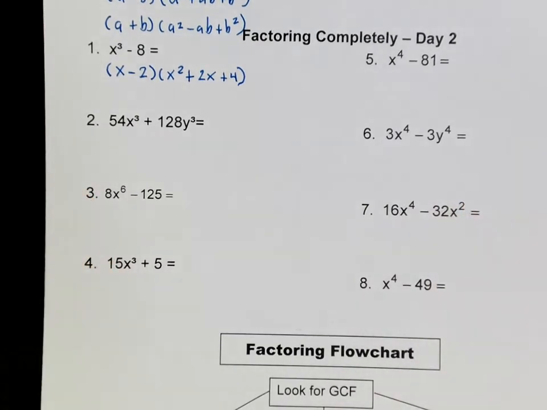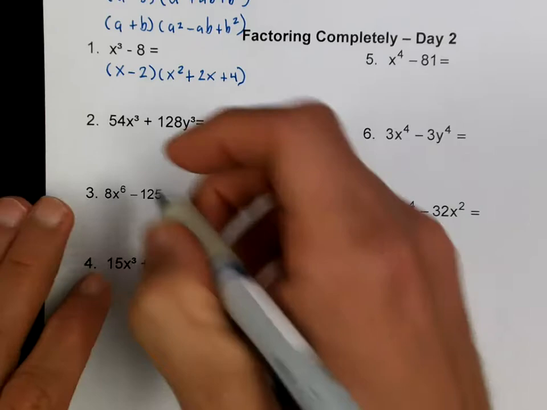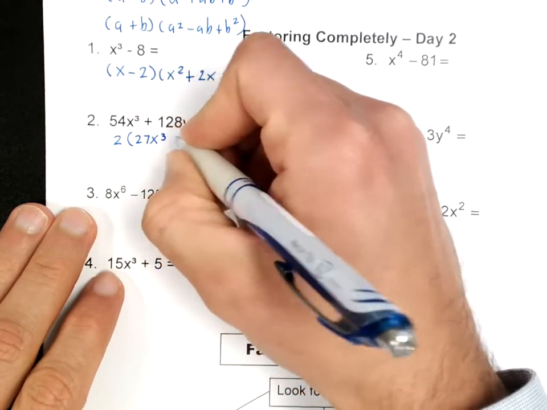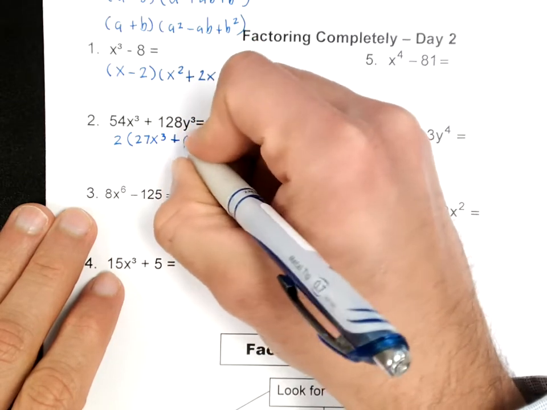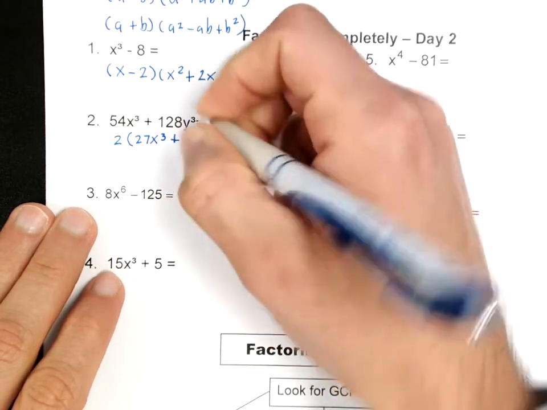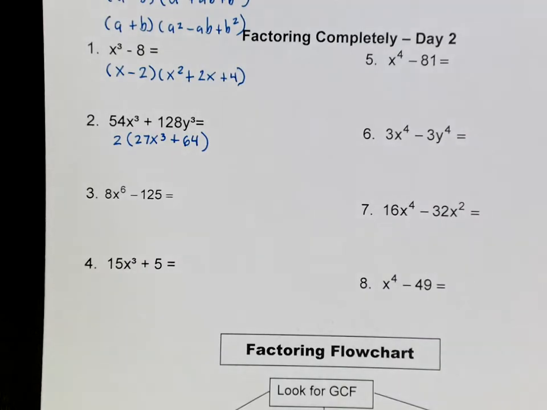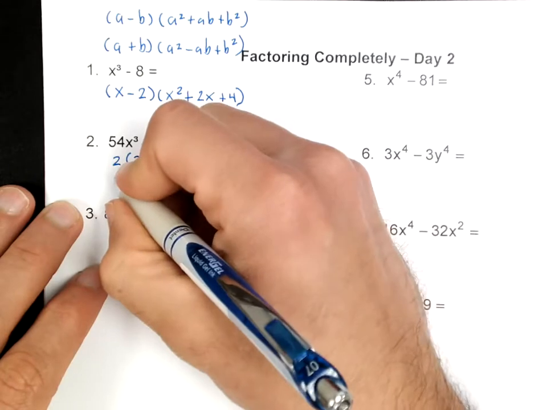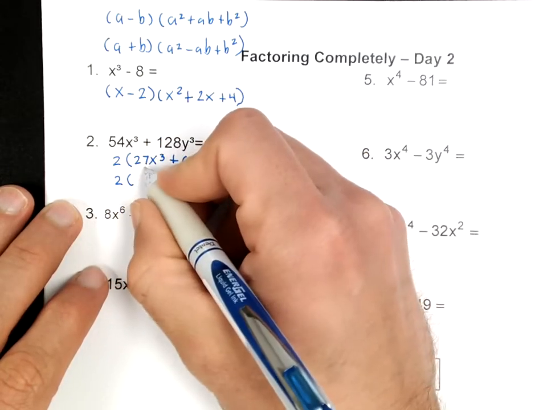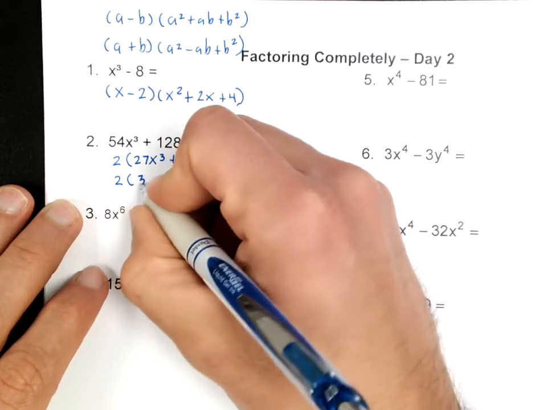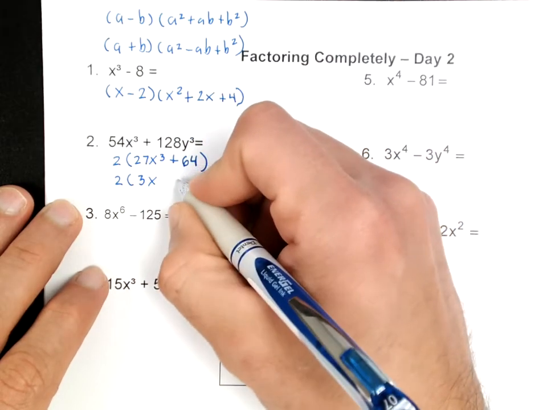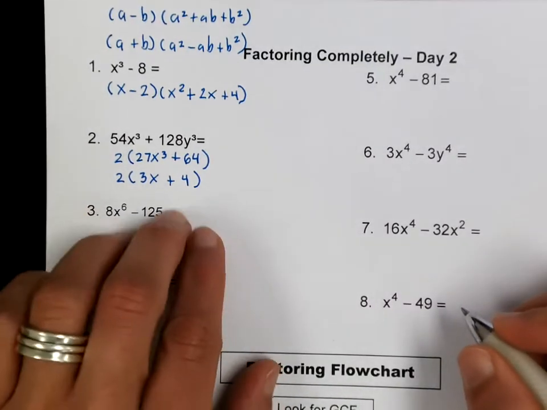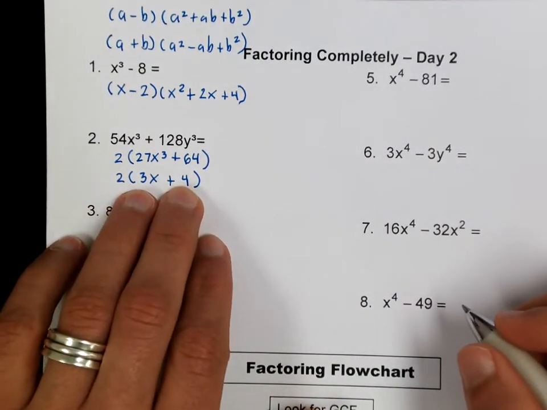Again, always look for your greatest common factor. In this case, we have at least a common factor of 2, and that honestly turns out to be the greatest common factor. And then now you have to think, okay, look at it. You have two terms, you have a plus, your only choice is the sum of cubes. And if you can think of the cube root of 27x cubed, which is 3x, and the cube root of 64, which is 4, well, then you're basically halfway there. Those are the most important, all right?